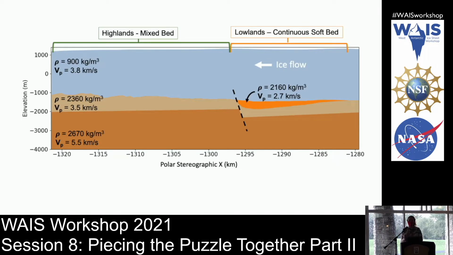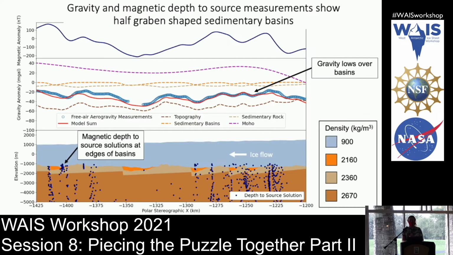So combining the half-graben-shaped sedimentary basin and the sedimentary rock layer over the 38-kilometer section of the seismic data, we've got the half-graben-shaped sedimentary basin underneath the continuous soft bed, and then the sedimentary rock layer underneath the ice. And when we extend that to the full 225-kilometer model length, using the airborne gravity and magnetic data, we've placed more half-graben-shaped sedimentary basins under all the areas which were more bedrock depression areas where we would therefore expect to see the soft bed.